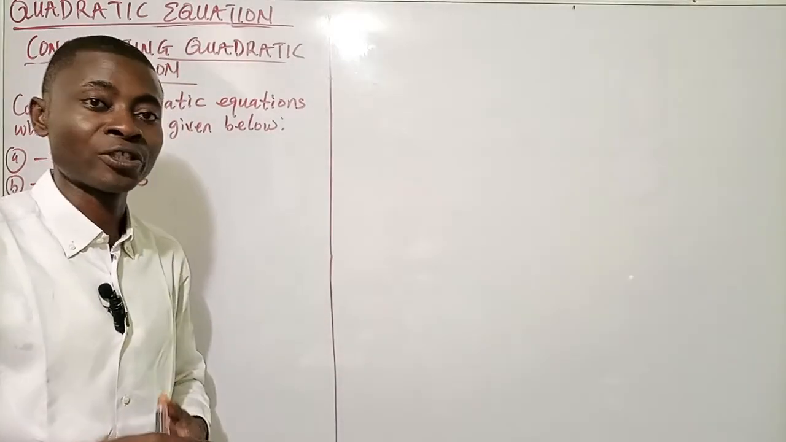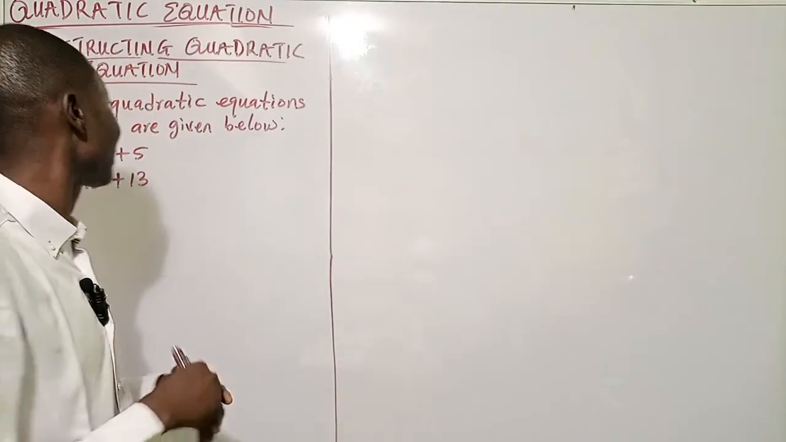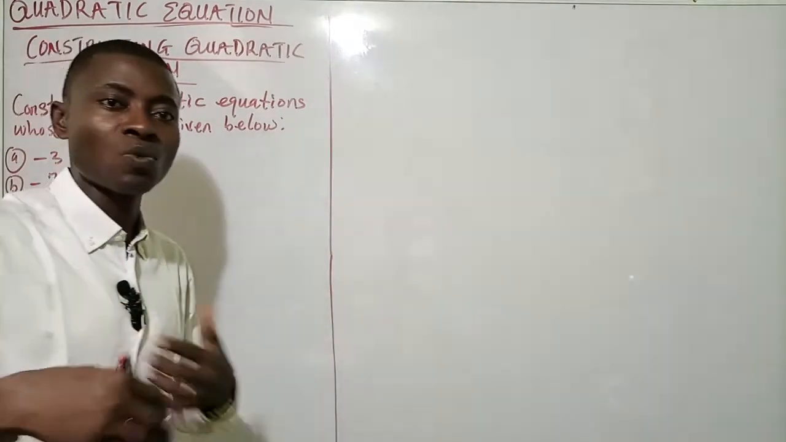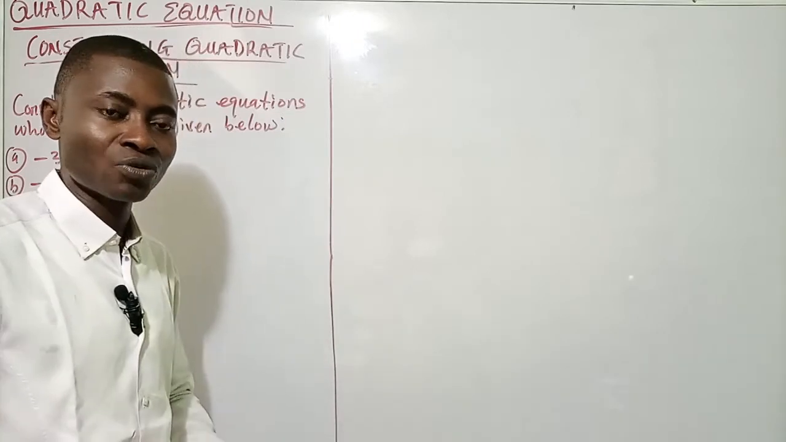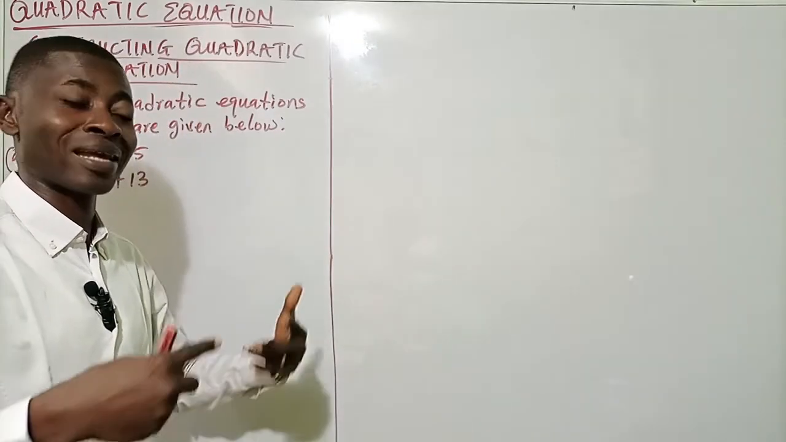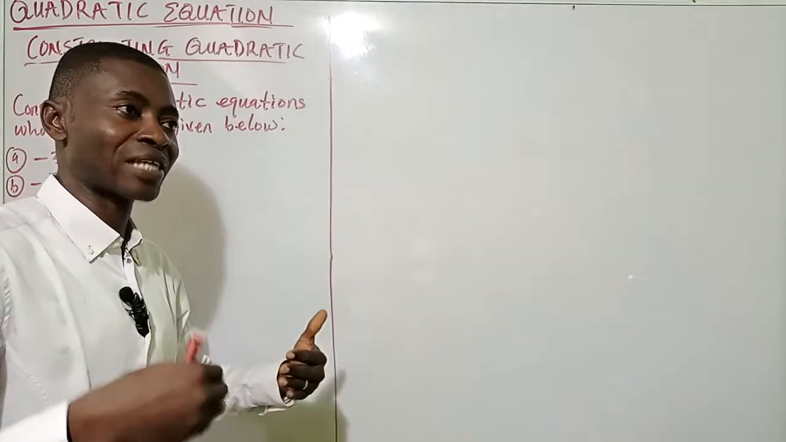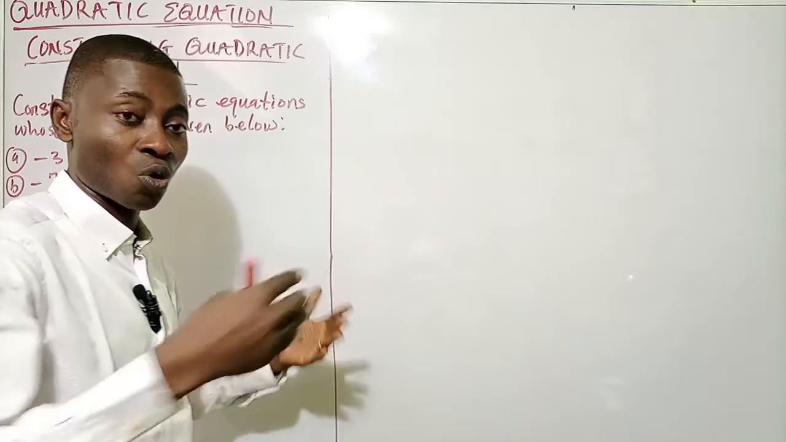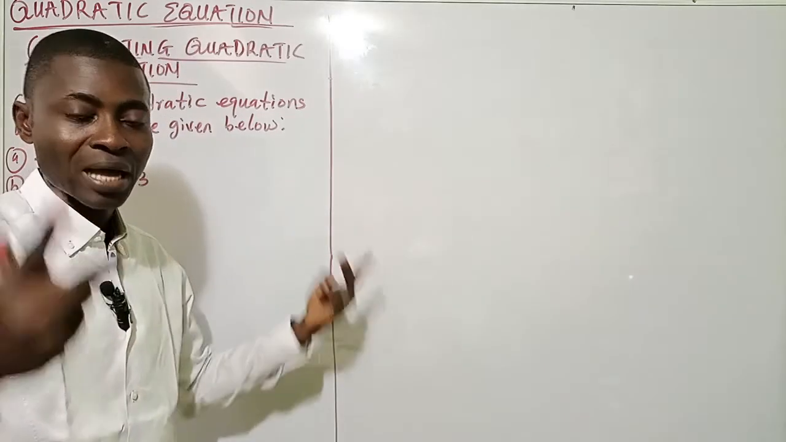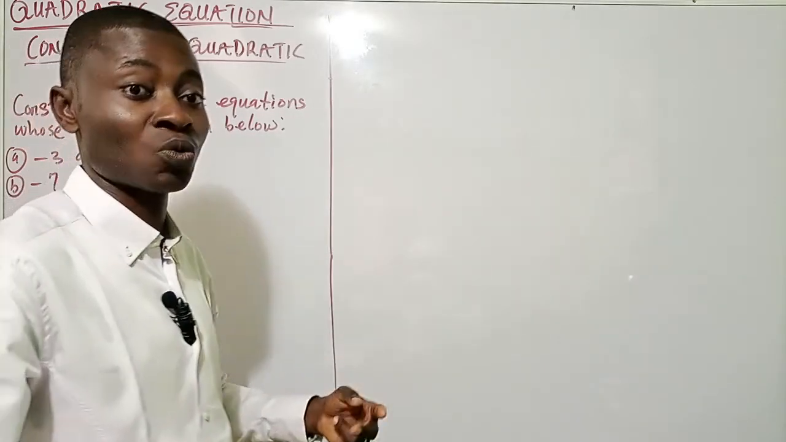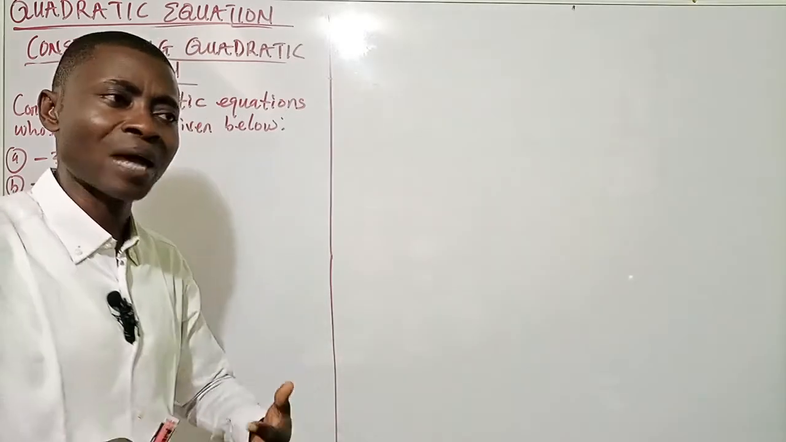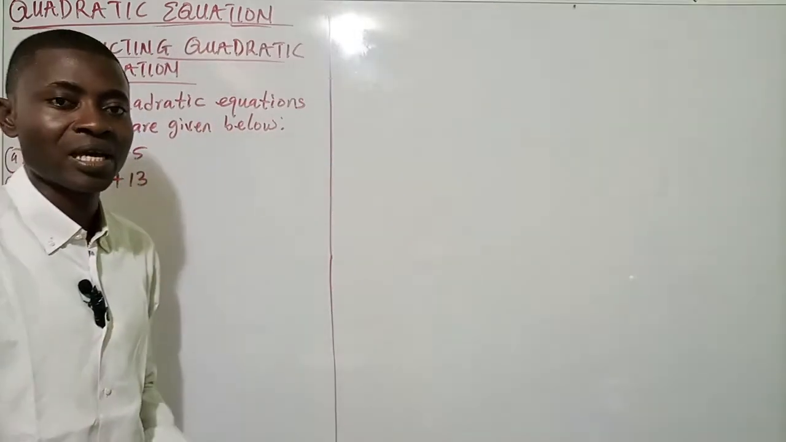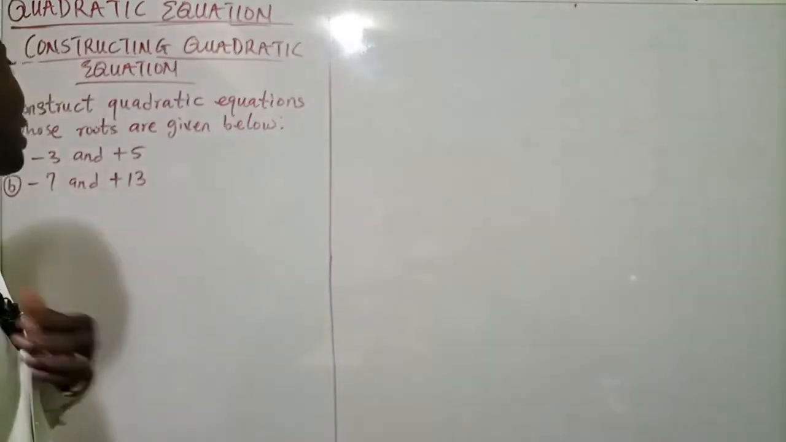Still under quadratic equation this time. Another thing entirely now. I'll be looking at how we can construct a quadratic equation when we are given the roots. In our previous video we said that the unknown, either x or y, usually has two answers. Those two answers are referred to as the roots. Sometimes you can be given the roots and be asked to construct the quadratic equation. That is exactly what we'll be doing in this video.